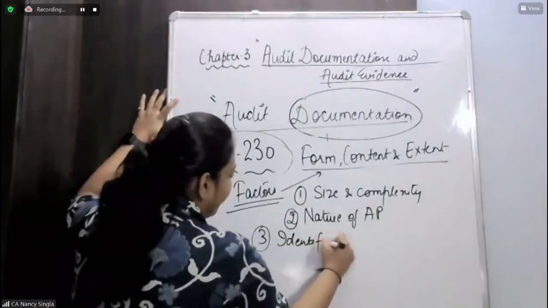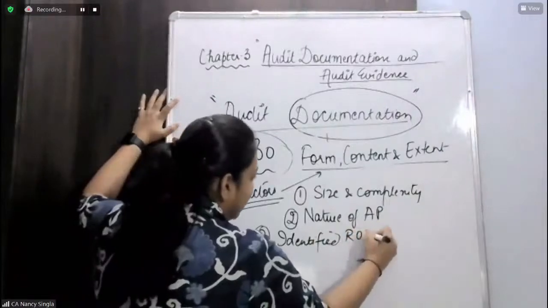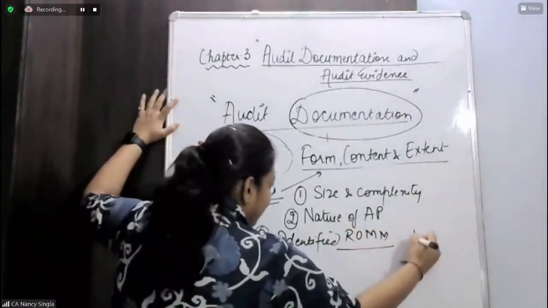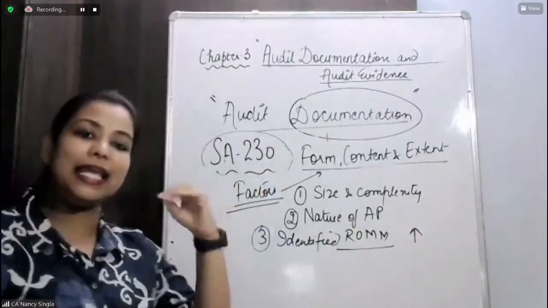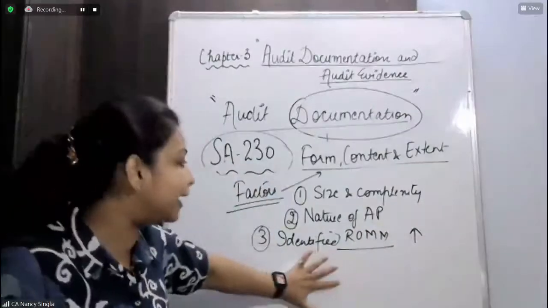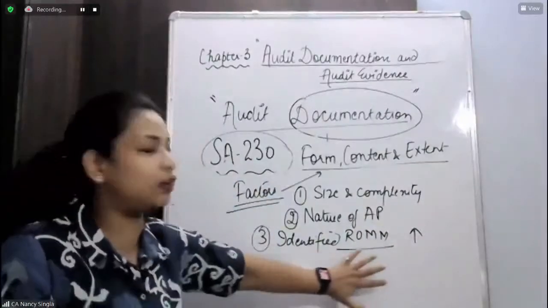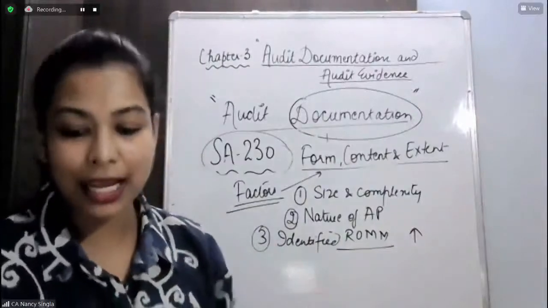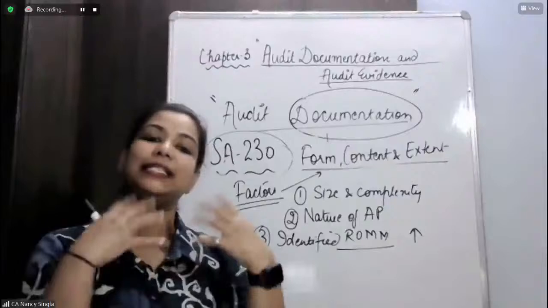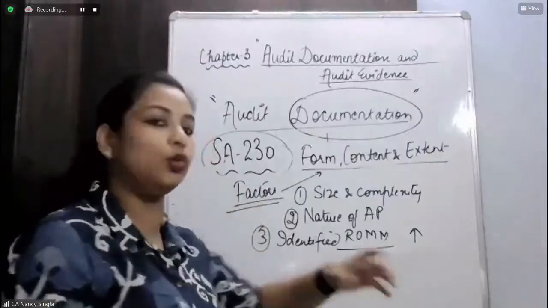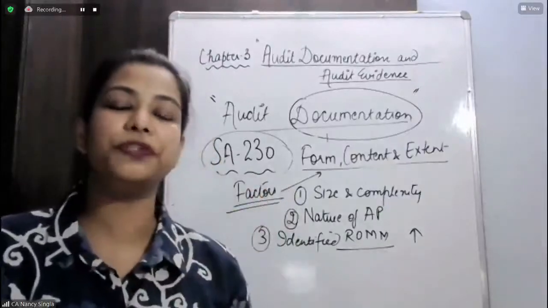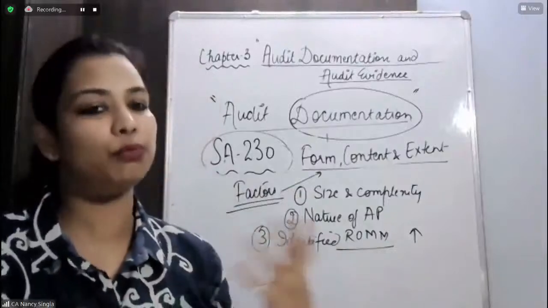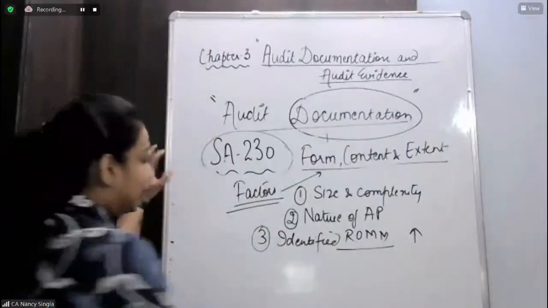Third, identified risk of material misstatement. If this is high, in SC 315, you identified and assessed the risk of material misstatement through understanding the entity and its environment. And if that is high, you will perform more procedures, more audit evidences, then more documentation.